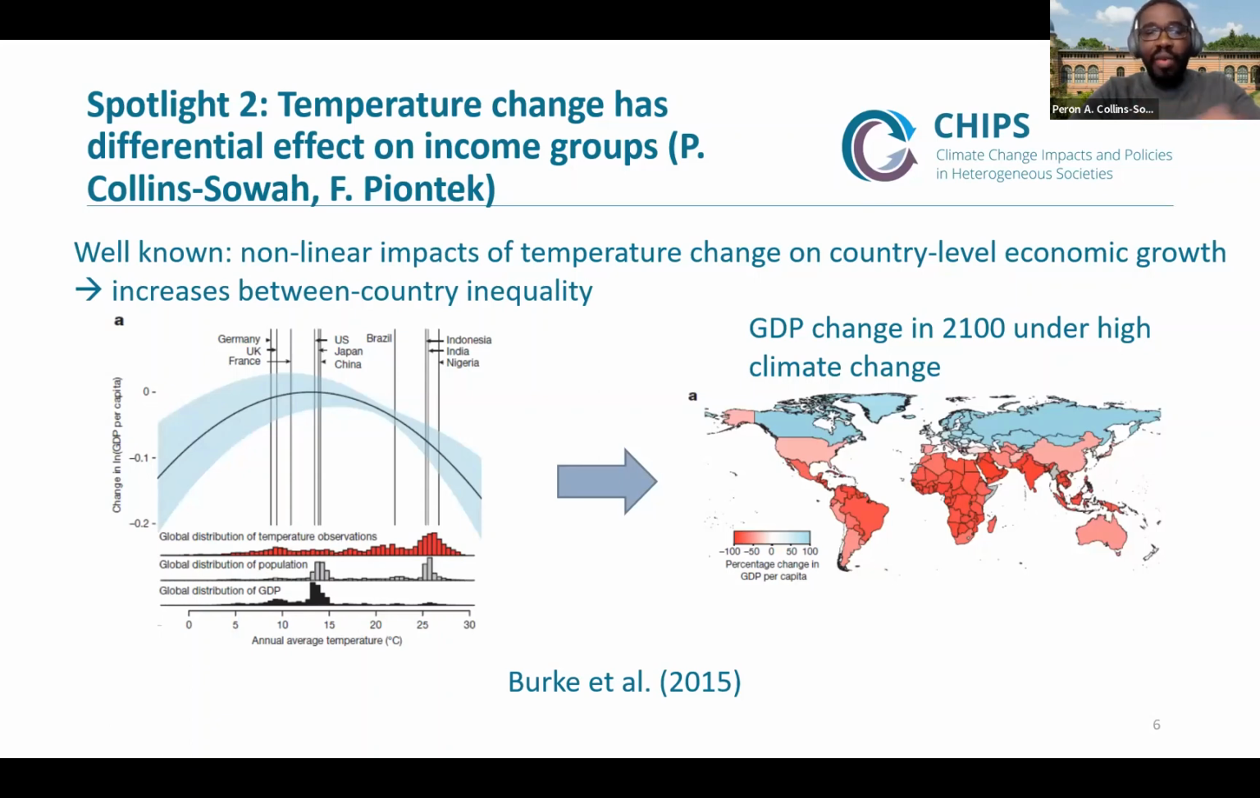Since then, a number of studies like Diffenbaugh and Burke have also confirmed this, that climate change has increased inequality between countries. This is fairly well understood. However, the effect of climate change on within country income inequality is poorly understood and limited. Next slide, please.